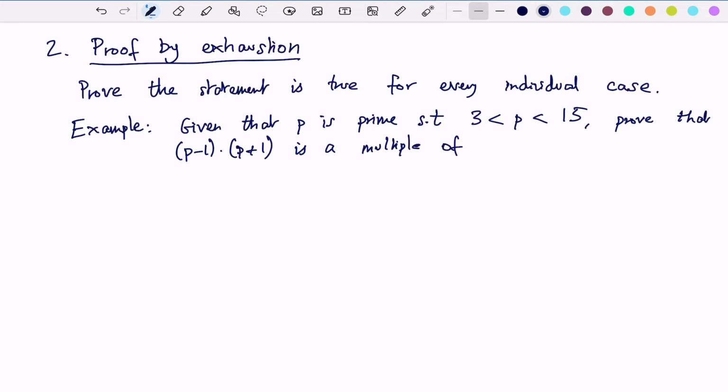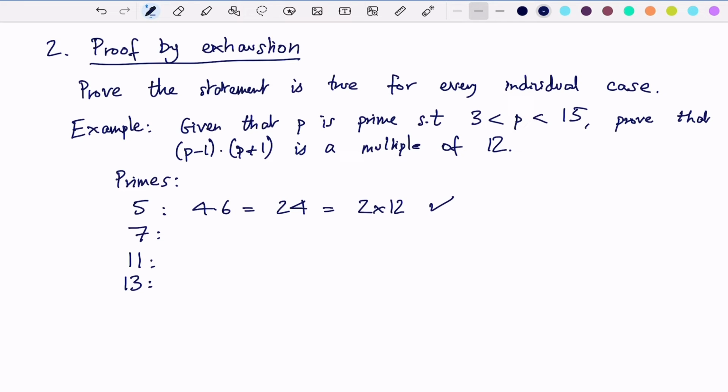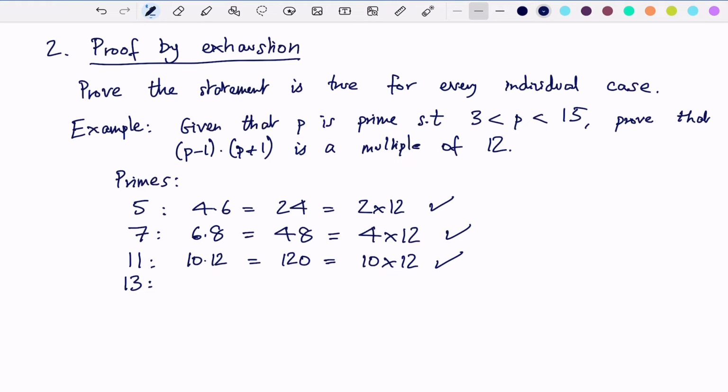There's a big clue in the question here: because p is restricted to a small number of values, proof by exhaustion is the way to go. If we start by listing the primes, we've got 5, 7, 11, and 13 as the primes between 3 and 15, and we can work through each of these cases taking the product p minus 1 times p plus 1, and in each case demonstrating that the product is indeed a multiple of 12. Note that in the question p is strictly greater than 3, and therefore we don't need to consider 3 within our list of primes. And that's the complete solution to this question.